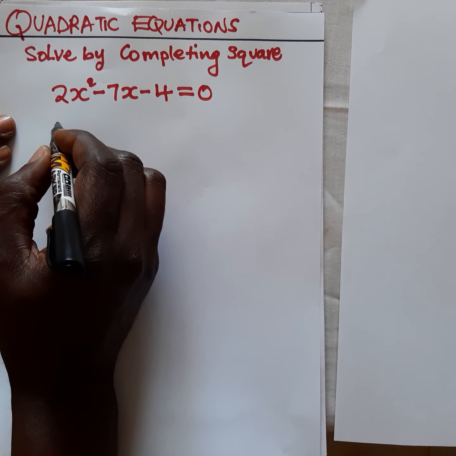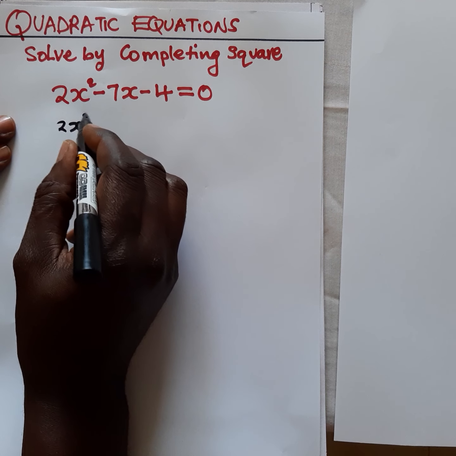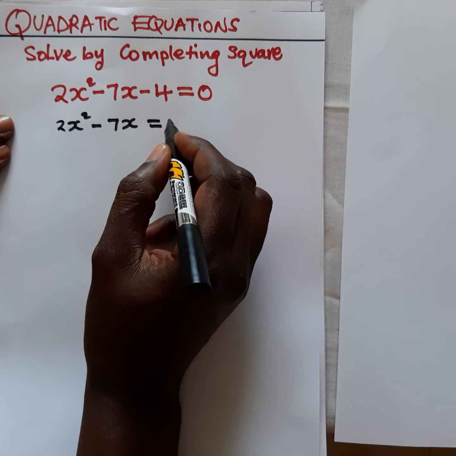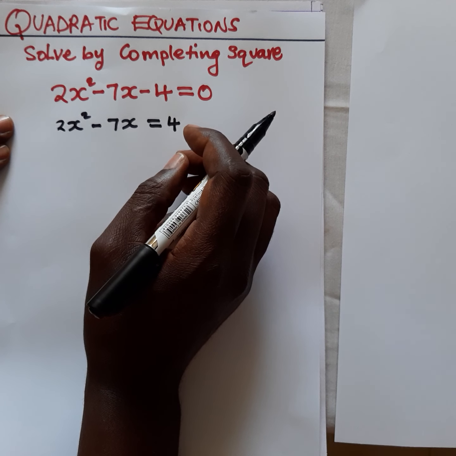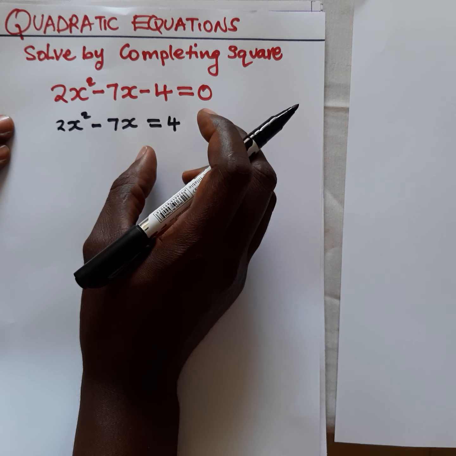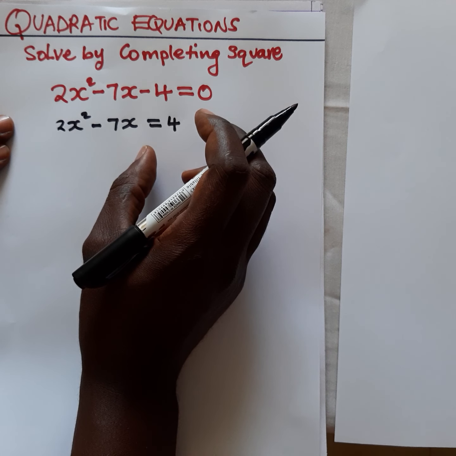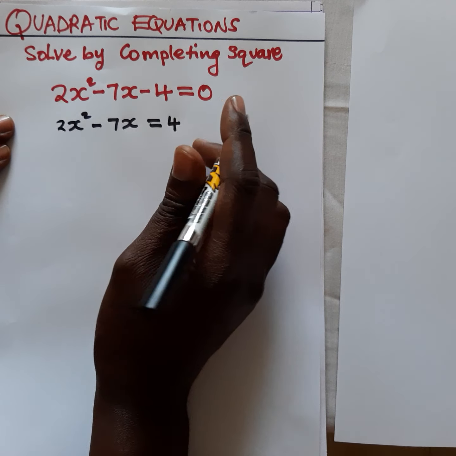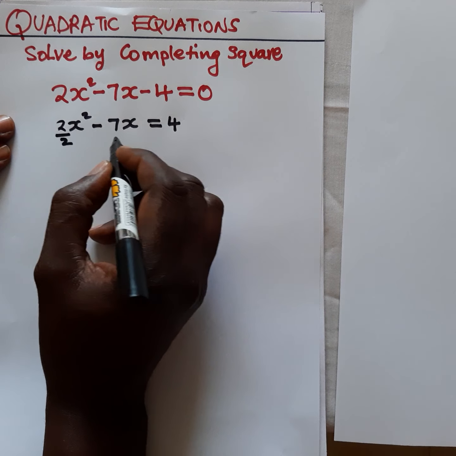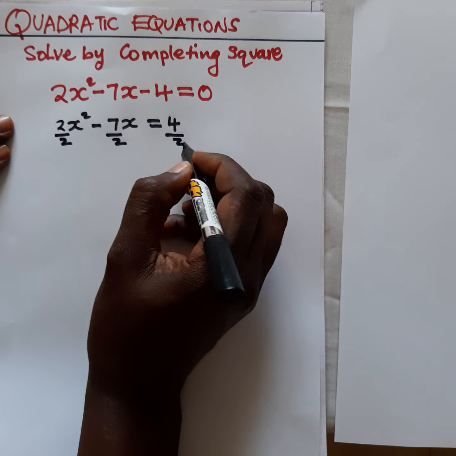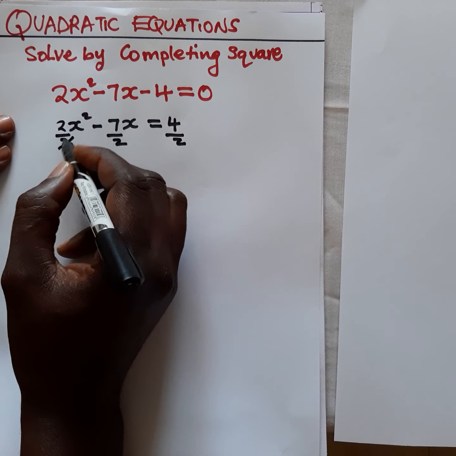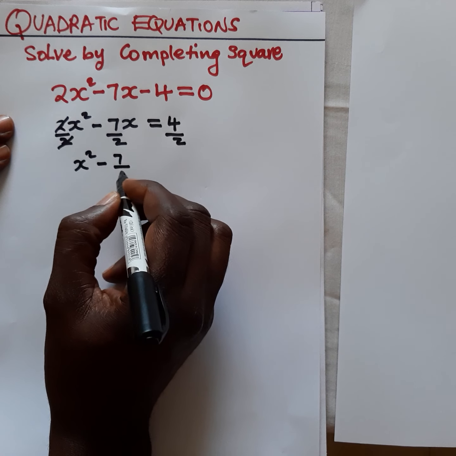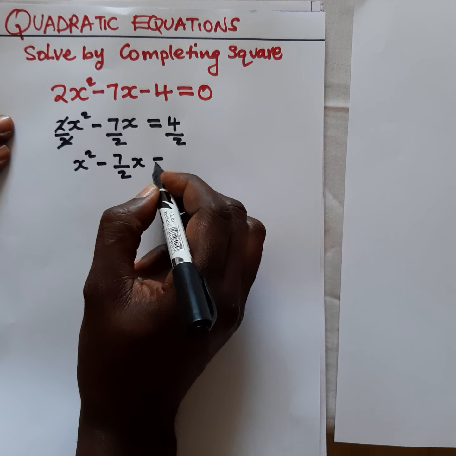So we have 2x squared minus 7x equals 4. And then we divide with the coefficient of x squared, that is 2. So we divide through by 2. Therefore, we have divide by 2, divide by 2, divide by 2. We can as well cancel. We have x squared minus 7 over 2x equals 2.